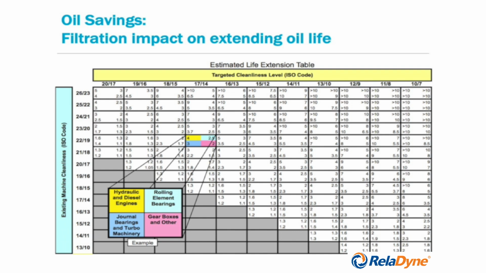If you want to stay in the same row, and the row, remember, is 22/19, and let's say you started with that cleanliness level, and you go all the way to the right, where you have achieved a new cleanliness level of 10/7, well, in that case, the bearing life would be extended by a factor of 10. So this is how you use these filtration impact and life extension numbers. Life extension, not so much of the oil, but certainly life extension ultimately of the bearing.